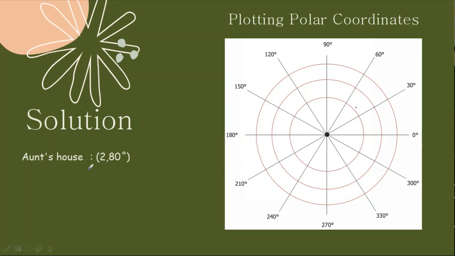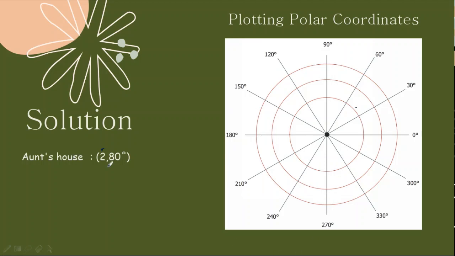So for us to plot our given, which is 2 comma 80 degrees. So again, our radius here is 2. So we will count 2. So this is the first radius. So the second radius, so 2. So under this circle or under this radius is our polar coordinate.